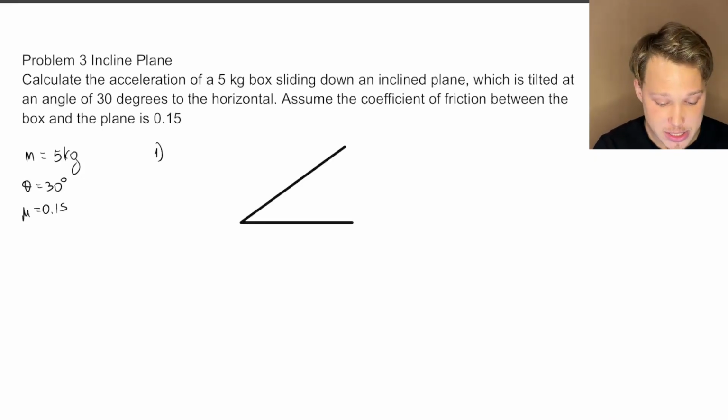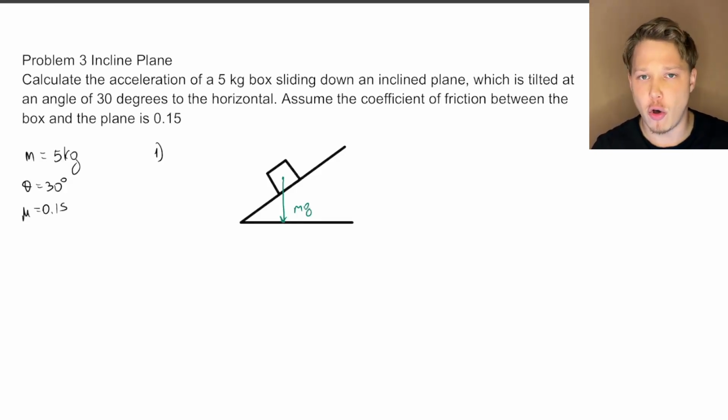We have our box that is on the inclined plane right here, and we need to think about what the forces on this box are. So the forces are the following. Of course, there is the force of gravity, which is directly downwards, right? This force is basically always present in all of our problems. mg, that is directly down.